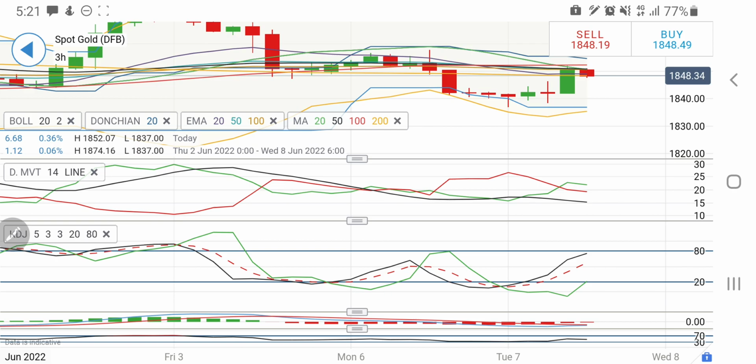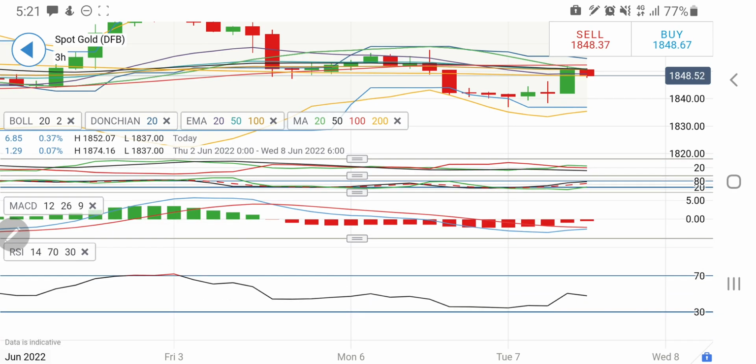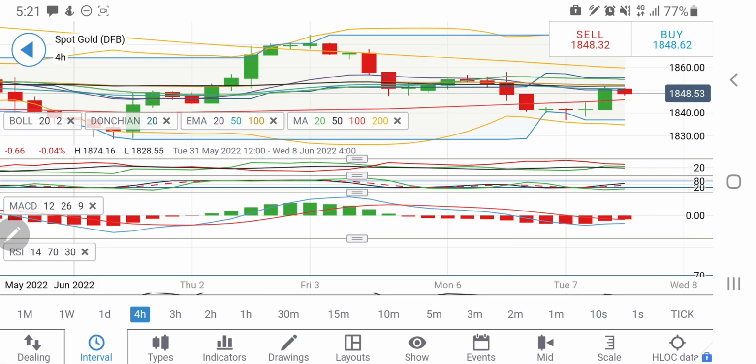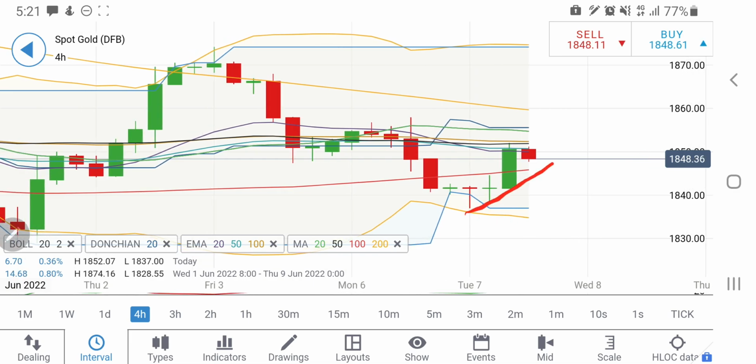The stochastic is near overbought, but it has still got some room to rise more. The MACD is trying to converge on the 3-hour charts, and possibly a crossover will lead to bullish momentum. RSI is trading flat. Similarly on the 4-hour charts, look at these candles, higher lows, the support here at around 1845 levels.